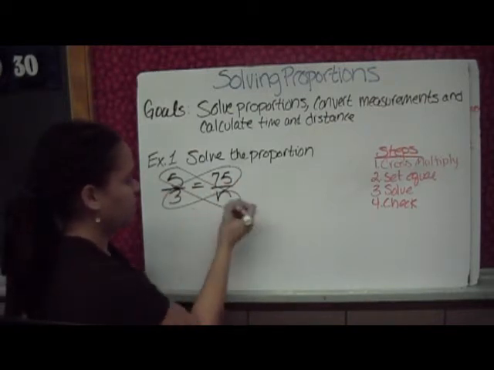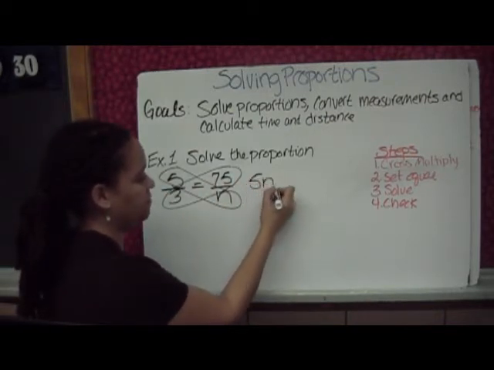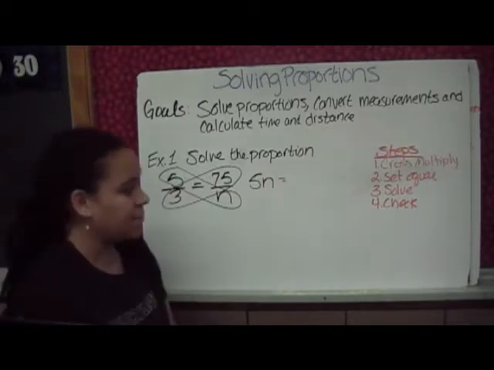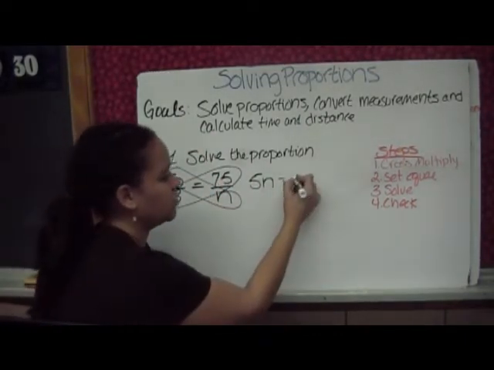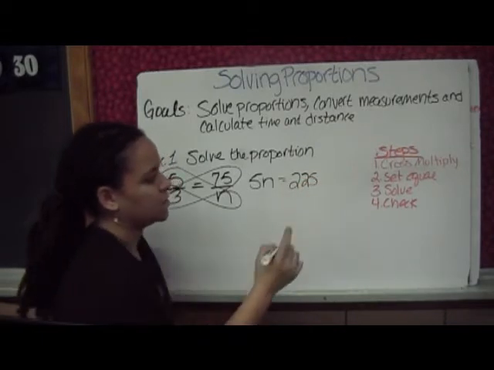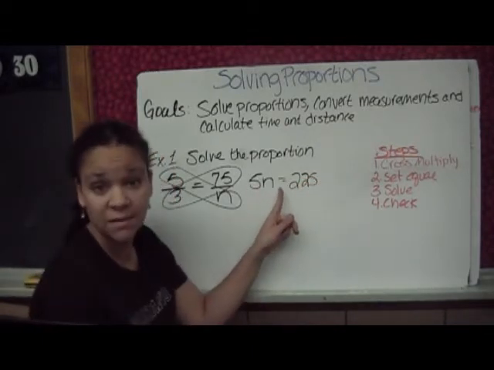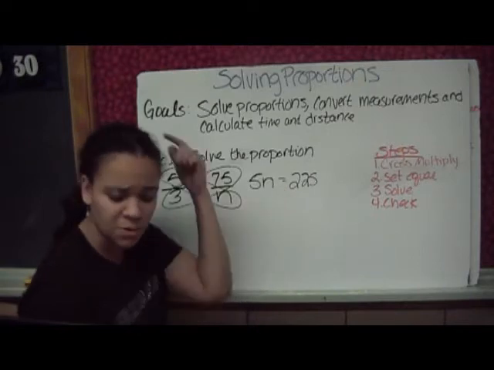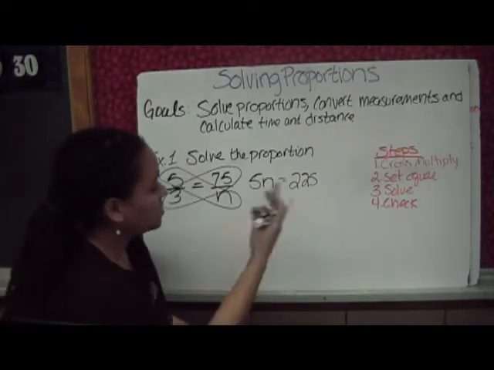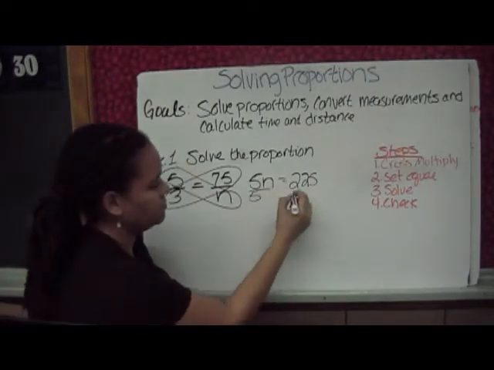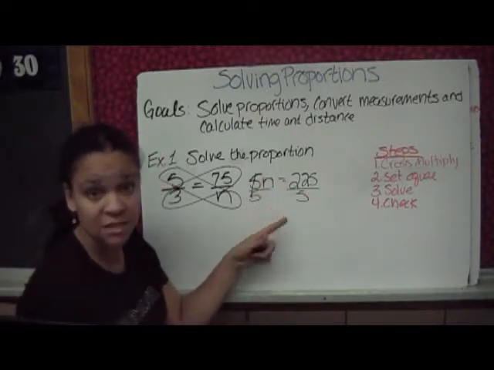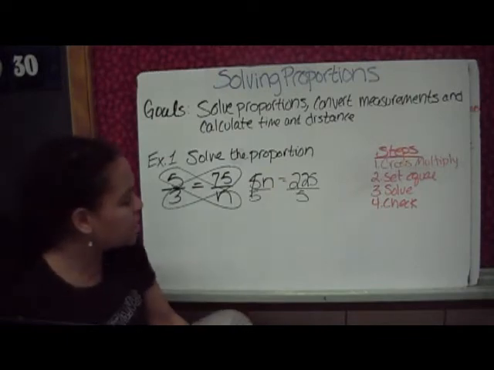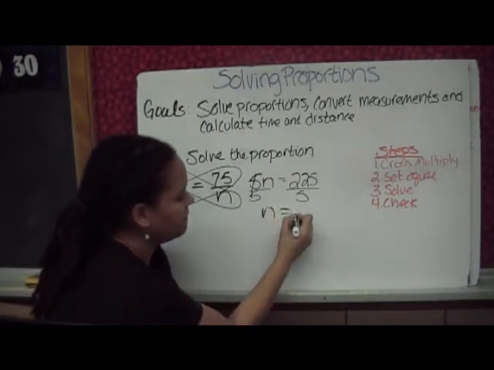So the first one, notice I had 5n, because the 5 times the n, and then the second would be 3 times 75, which is 225. So step 1, cross multiply. Step 2, set them equal to each other. Again, like I said, this should be review. And then solve. So algebra 1, divide by 5, divide by 5. Don't forget to divide both sides. Make sure you show your work as well. So n is going to be equal to 45.